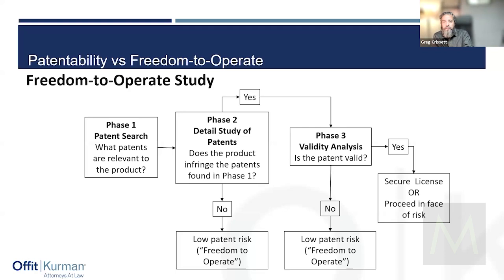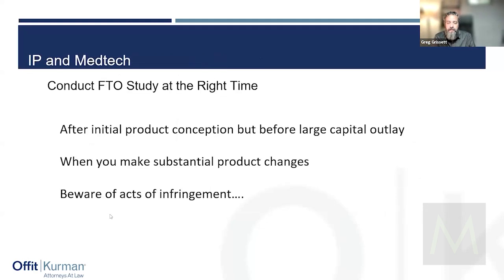And you can follow the diagram here, but if you do infringe the claims of a patent, that's not the end of the story. We can test validity, because freedom to operate can be non-infringement, but it also can be that the patent's invalid for some reason. So phase three is usually something we do after we've determined whether or not we infringe. So that's a basic overview of what a freedom to operate study is. We can go to the next slide.